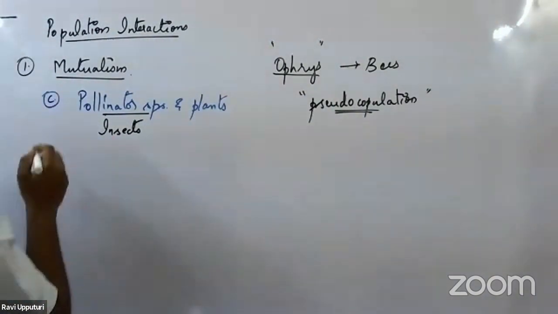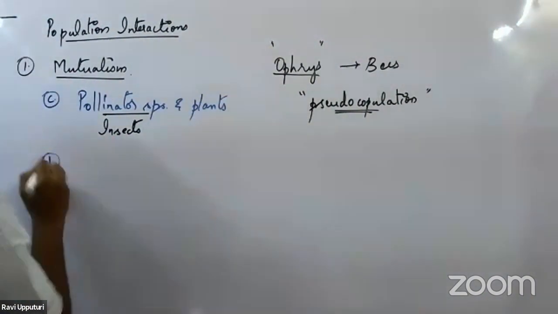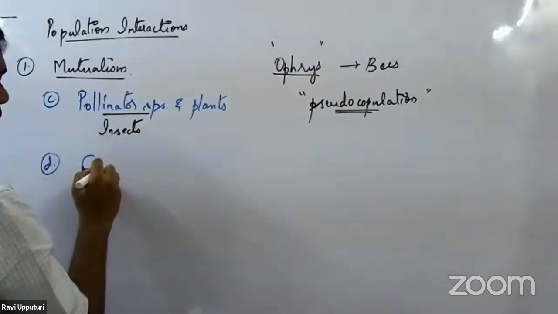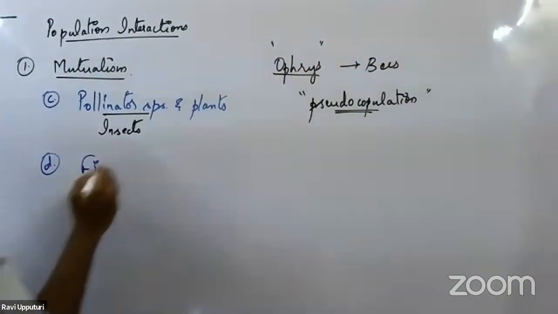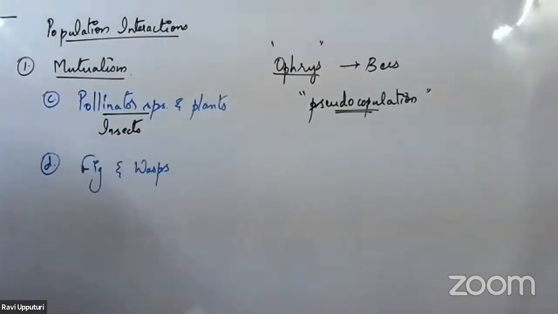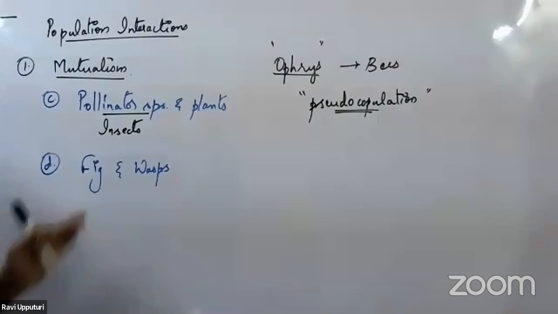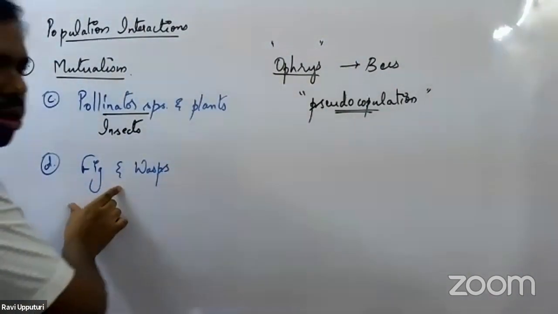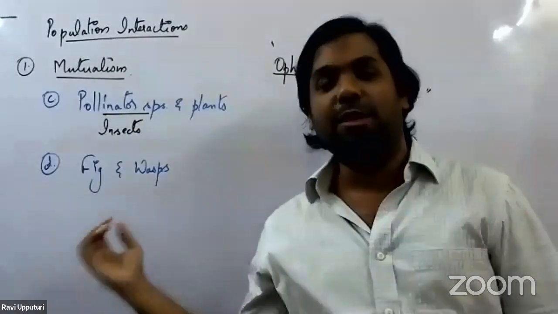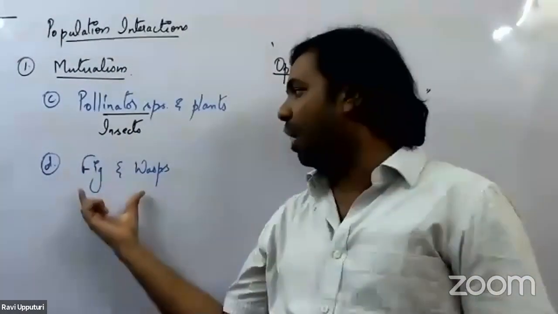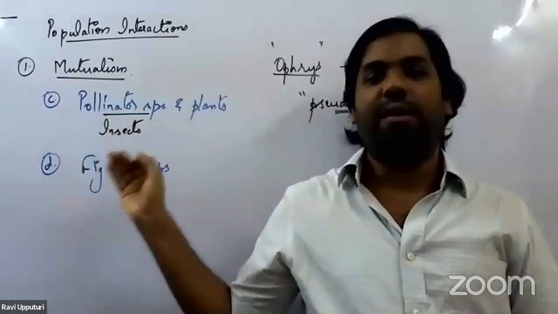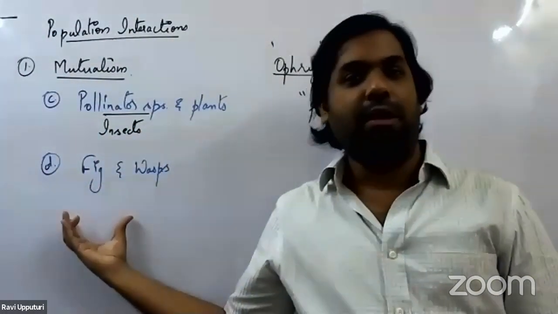The fourth example we can take is the interaction between fig as well as another organism called wasps. The figs as well as wasps. I hope all of you are familiar with fig trees and fig plants. Wasps are nothing but small insects. So these two are again the interacting species here. Again, remember, the type of interaction here is said to be a temporary interaction.